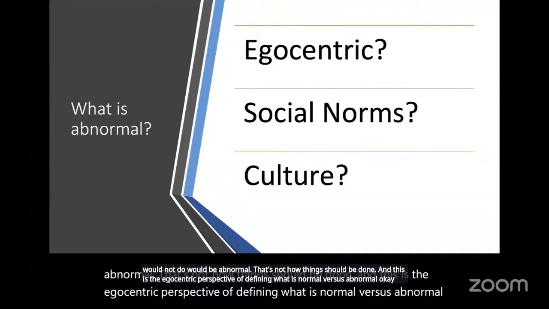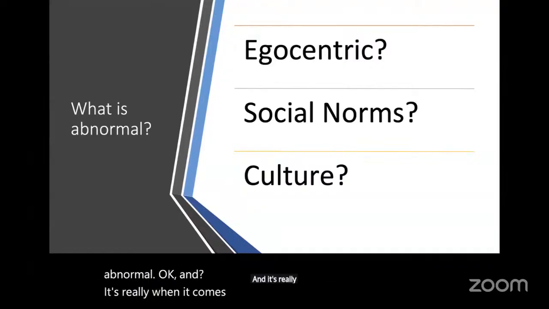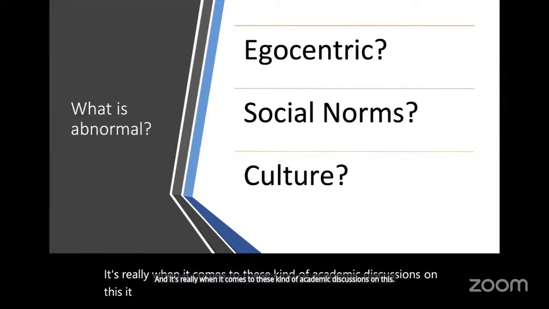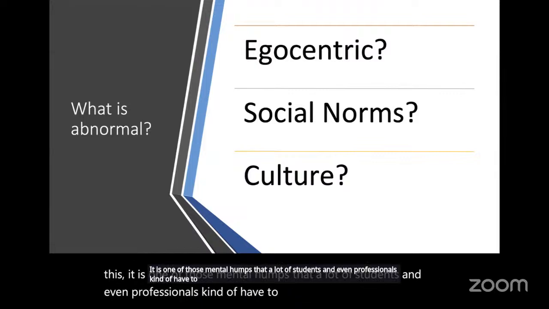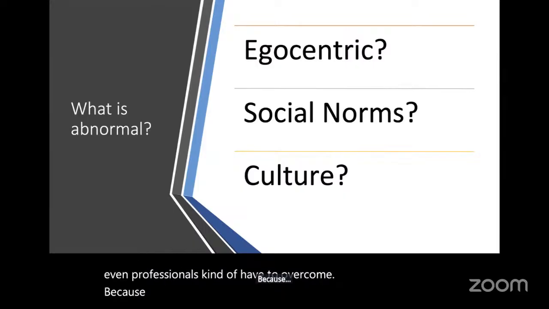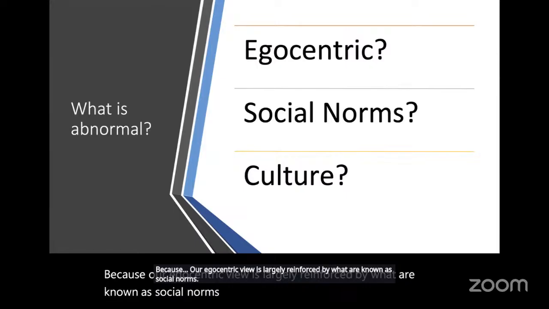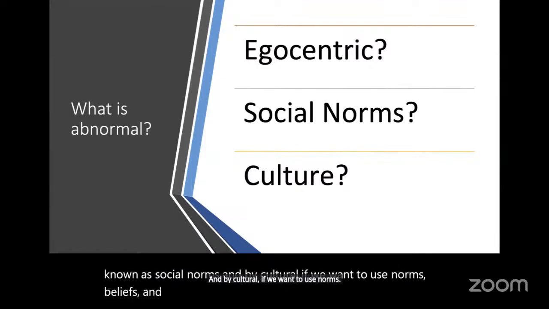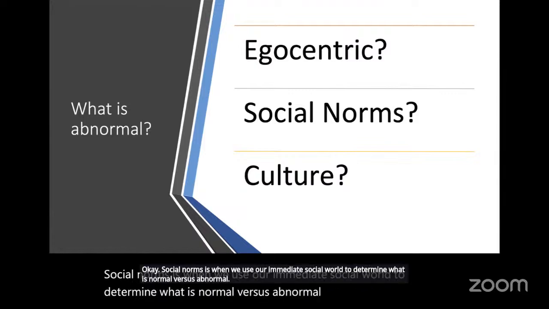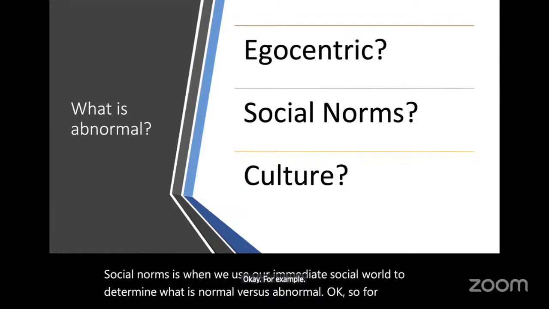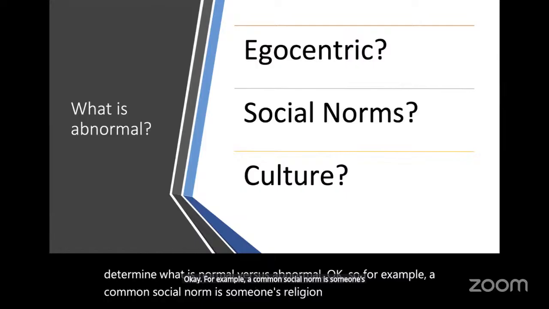Okay. And when it comes to these kinds of academic discussions, it is one of those mental humps that a lot of students and even professionals have to overcome, because our egocentric view is largely reinforced by what are known as social norms and by cultural norms, beliefs, and ideas. Social norms is when we use our immediate social world to determine what is normal versus abnormal. So, for example, a common social norm is someone's religion or their spirituality.